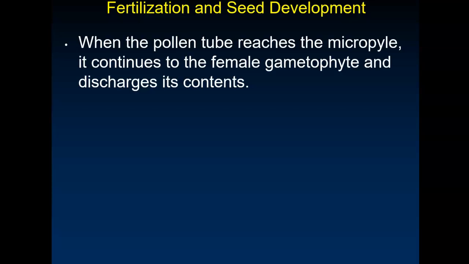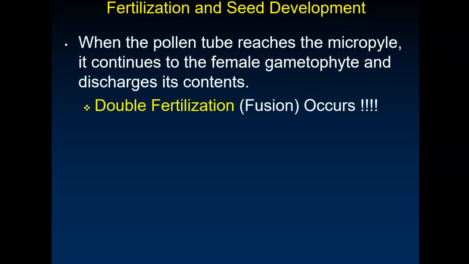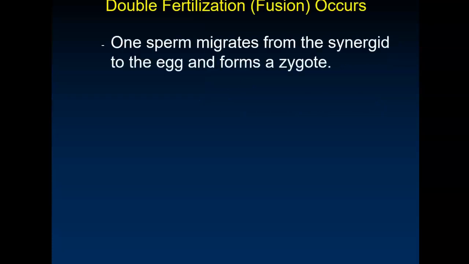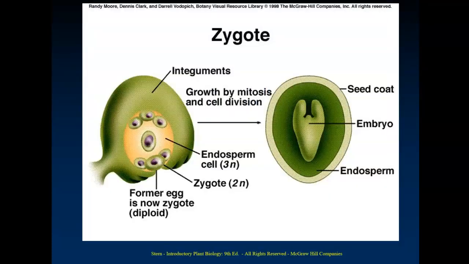So once the pollen tube reaches the micropyle, it continues to find the female gametophyte, and then its 2 sperm will be released, and boom, we have double fertilization. This is the only group of plants on the earth that does this. And it's pretty remarkable because this is a completely different way of making nutrition for the embryo, right? We have endosperm.